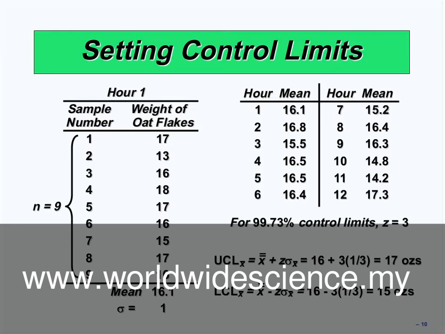At 10 o'clock, the operation manager has selected 9 cups, measured their weight, and calculated the mean of these 9 cups. If you look at the table on the right, yes, it shows the average weight produced for the oat flakes. In hour number 1, for example at 10 o'clock, the mean has become 16.1.